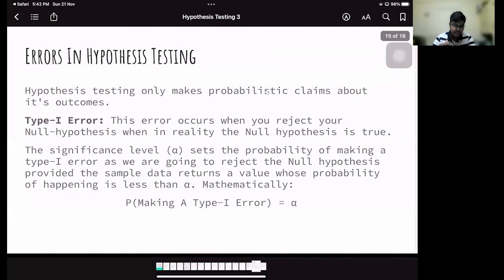Let's talk about some errors in hypothesis testing. Hypothesis testing only makes probability claims about its outcomes; we have talked about this. So let's see the type 1 error. This error occurs when you reject your null hypothesis when in reality the null hypothesis is true. This is called a type 1 error. The significance level alpha sets the probability of making a type 1 error, as we reject the null hypothesis provided the sample data returns a value whose probability of happening is less than alpha. So the maximum probability of making a type 1 error is alpha.